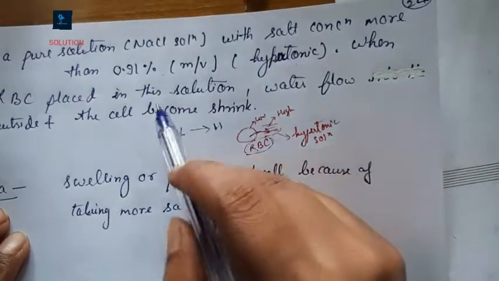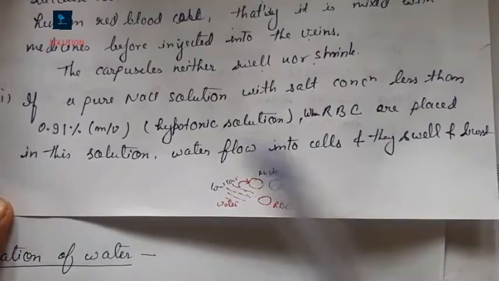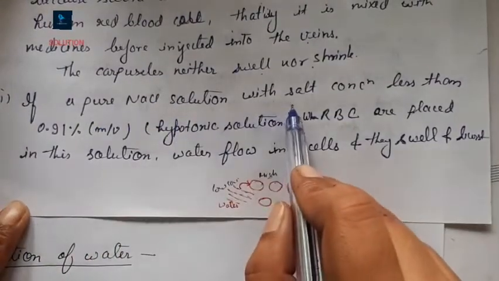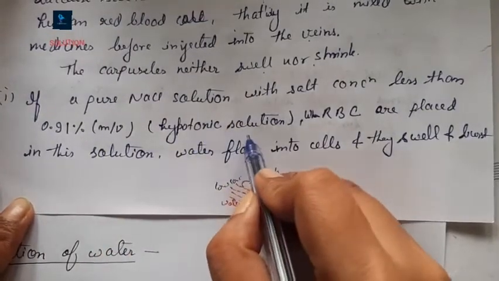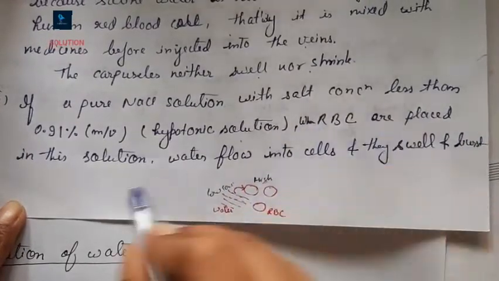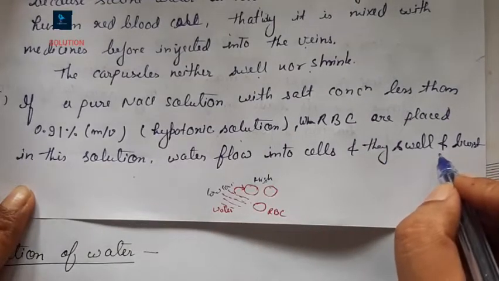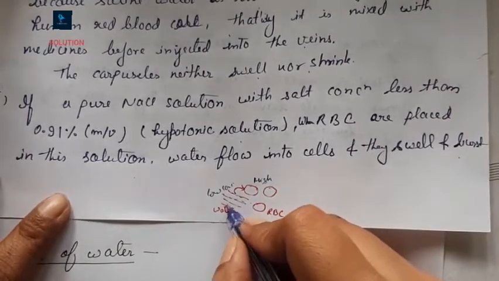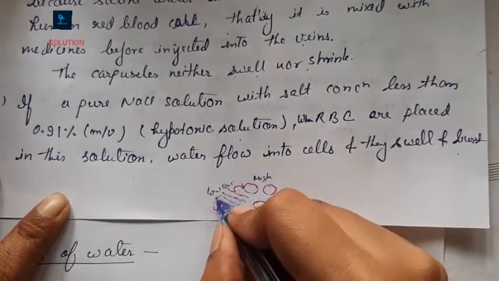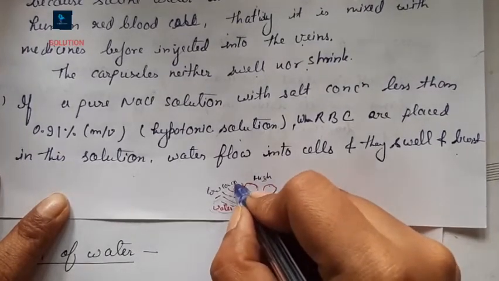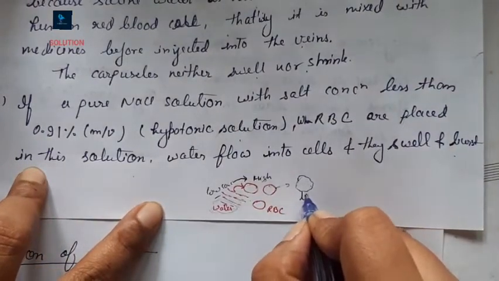And second, what happens when we decrease the concentration below 0.91%? If a pure NaCl solution has salt less than 0.91% W by V, it is a hypotonic solution. When RBCs are placed in this solution, water flows into the cell and they swell and burst. Here this is the solution and this is the RBC. It is the low concentration outside and higher concentration inside. So water flows from lower to higher concentration and the cell becomes bigger and bursts.